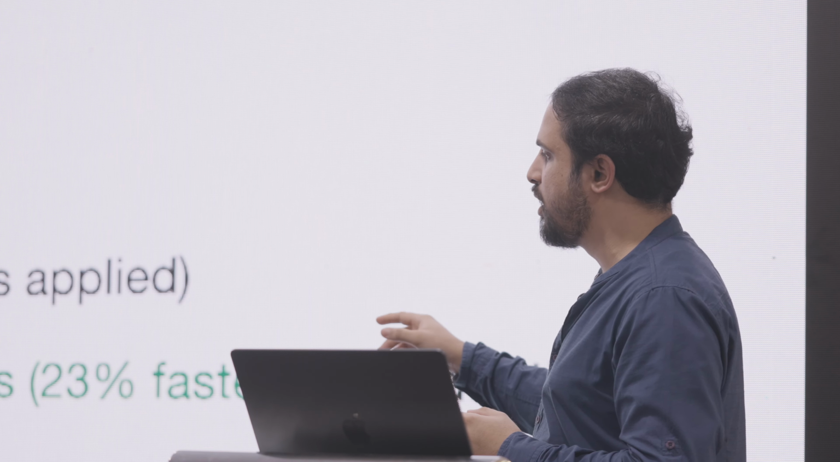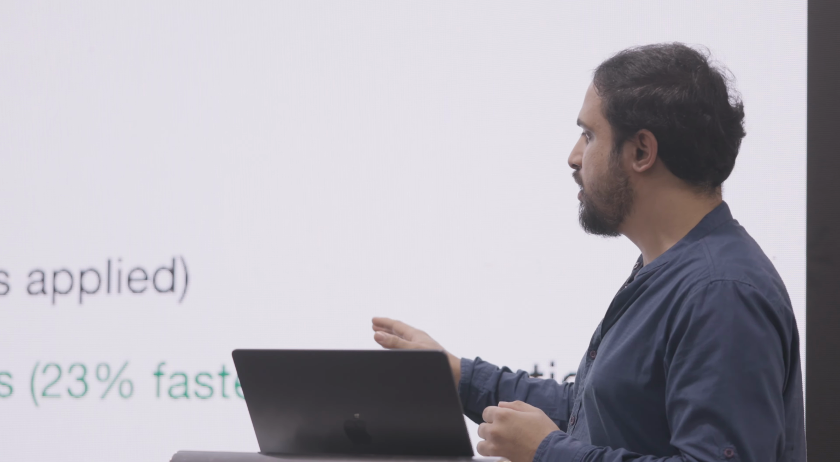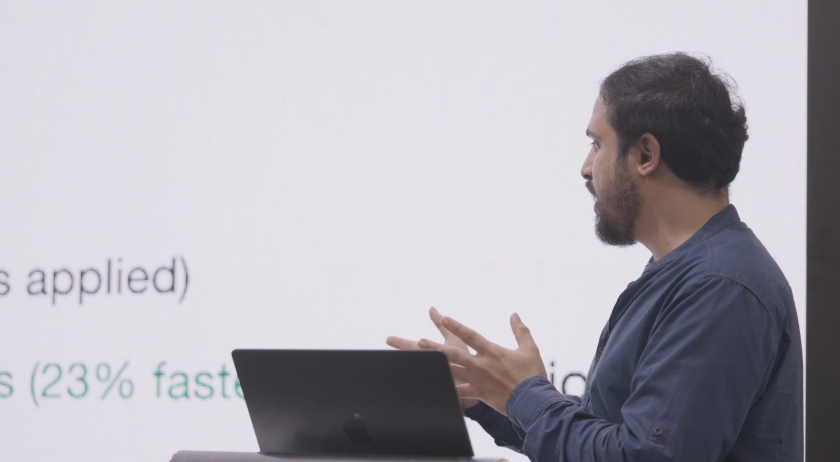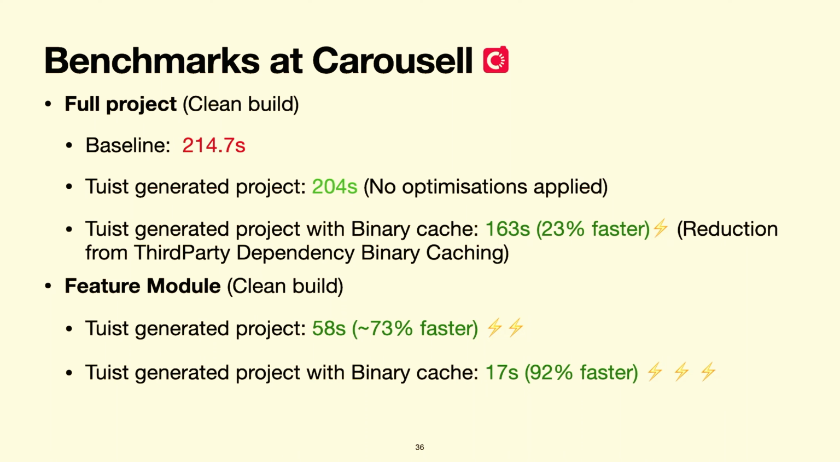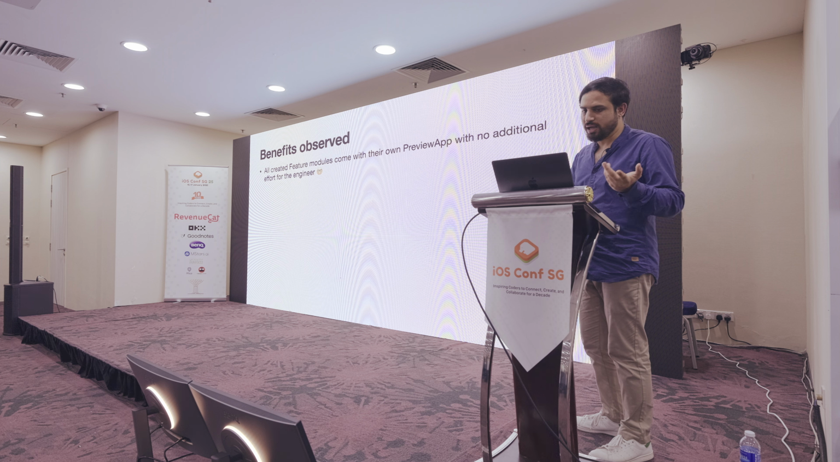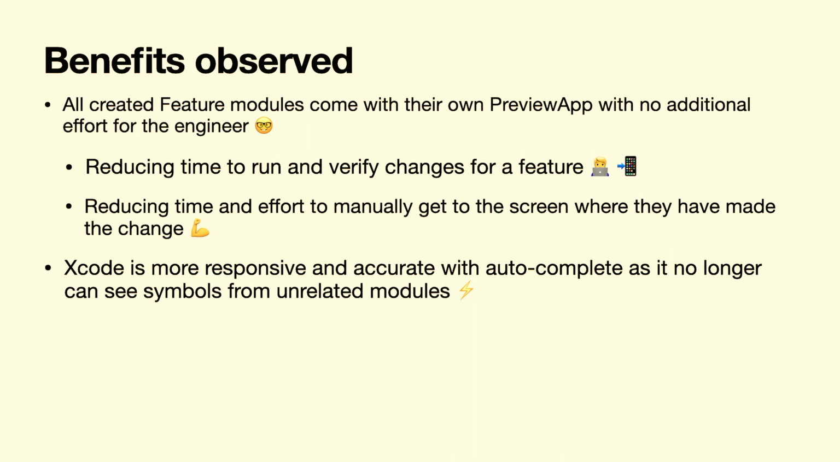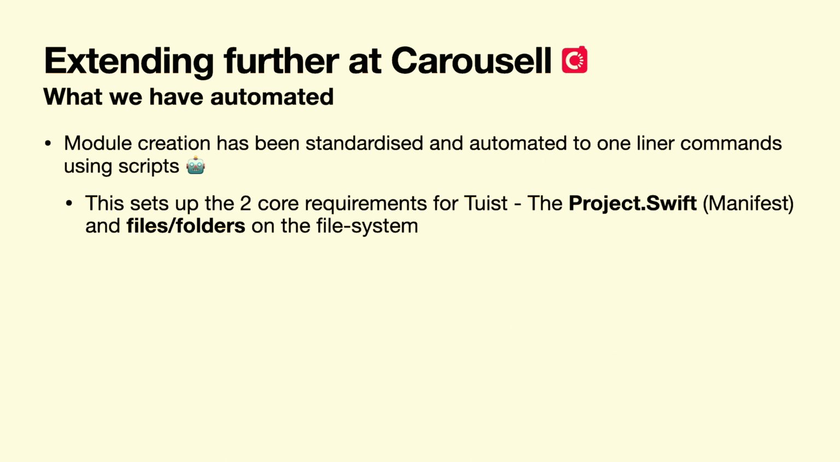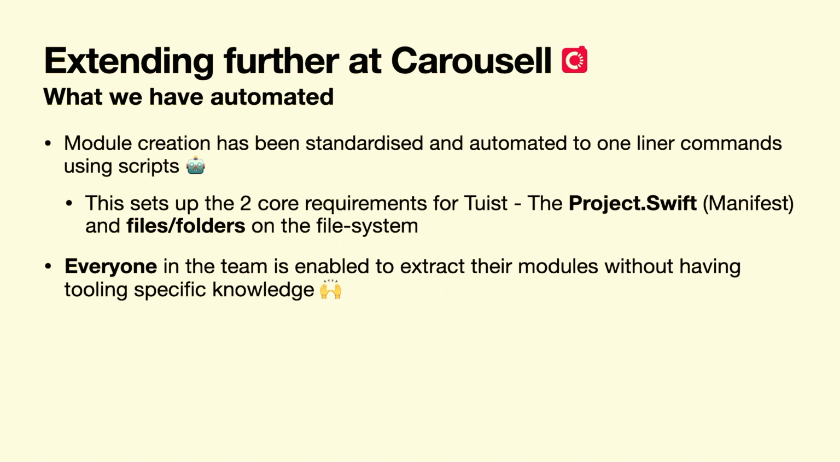But the more interesting numbers are at the feature module level, where a Tuist generated project only took 58 seconds for a clean build, and with binary cache, it took about 17 seconds. So theoretically, your incremental build times as you iterate on a feature should be much shorter than that. Yep. So as I said, the benefits observed were that we got free preview apps for every feature module that our engineer creates, and it basically makes us more efficient, and also the autocomplete is better. A couple of other things that we automated, but I think, yes, we have run out of time.